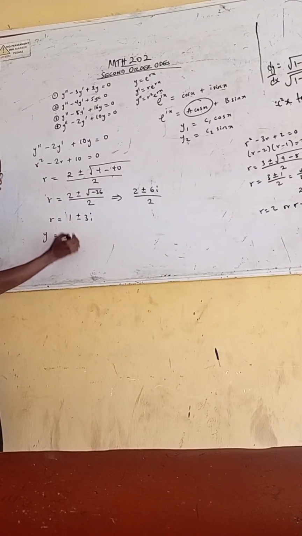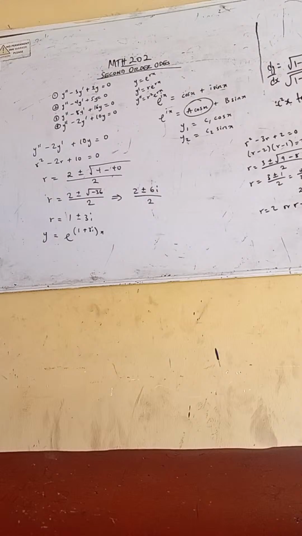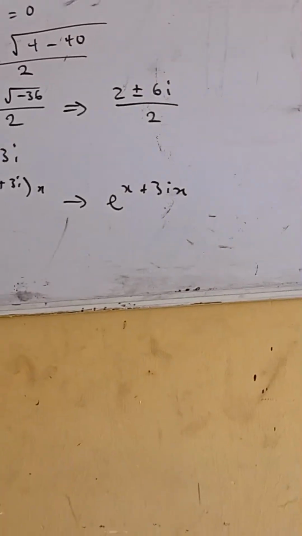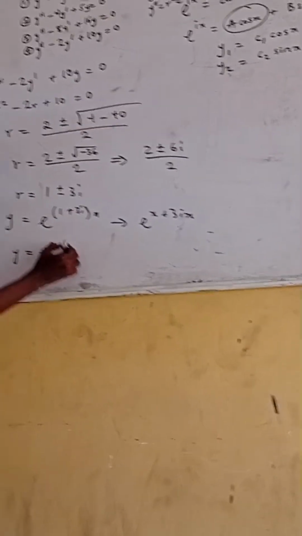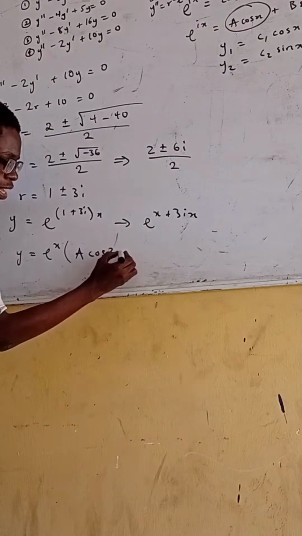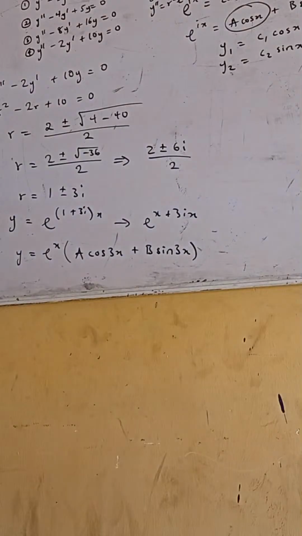So our y equals e raised to power 1 plus 3i x. This is the same thing as e raised to power x times e raised to power 3ix. So y equals e raised to power x into bracket. Now 3ix is the same thing as what? A cos 3x plus b sin 3x, and that's the final answer. That's what we are going to use. If you understand it, so this is the final one for homogeneous second order ODEs.